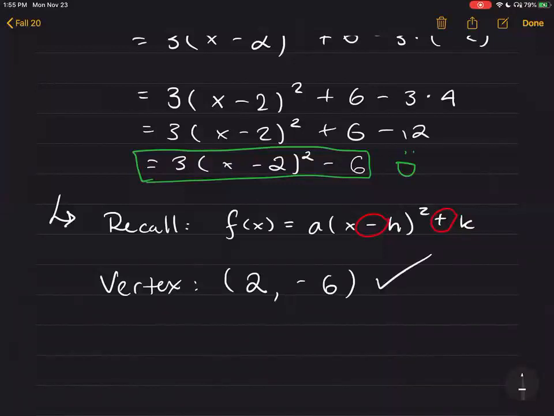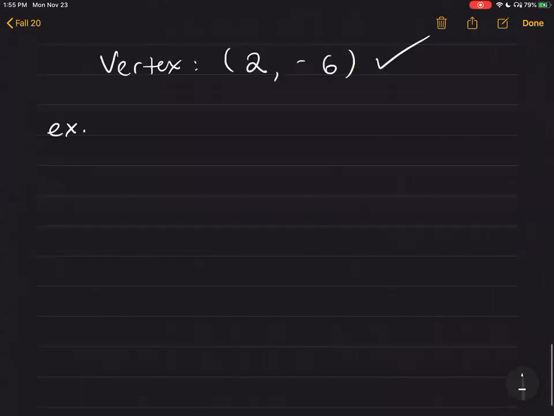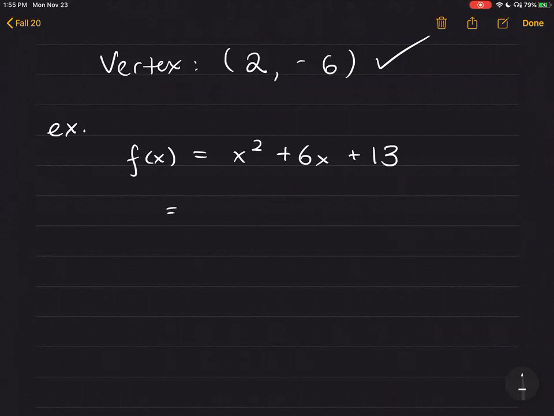All right. Let's see maybe a second example because I think that would be good. So let's do maybe something a little bit simpler, a little bit quicker. Let's do x squared plus 6x plus 13. This one's interesting because you can't factor it. Its roots are complex, but we can still put it into standard form.